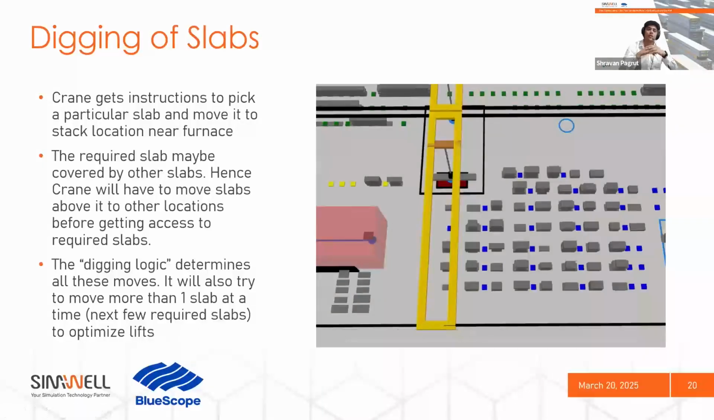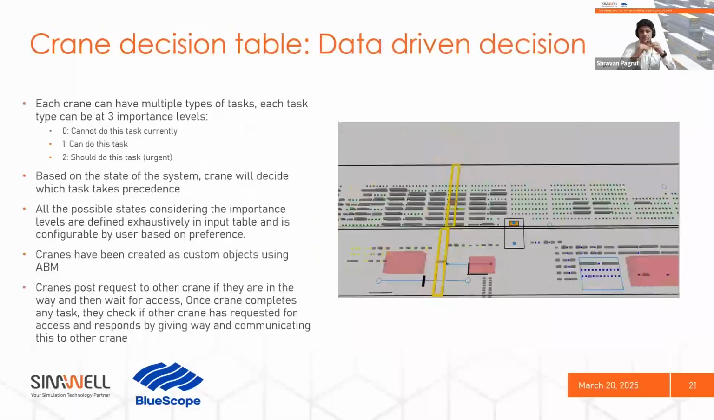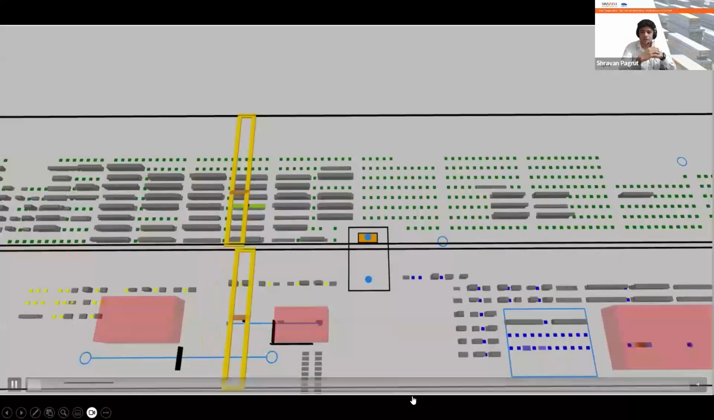Another interesting bit was related to the crane priorities. So if we can go to the next slide, Steve. Yeah. So we had a data-driven decision table where basically we made sure that the cranes know which task to prioritize, which you'll see in the video now. So look at the right crane in the lower yard.